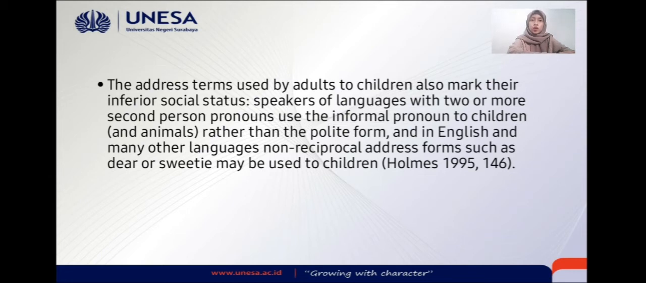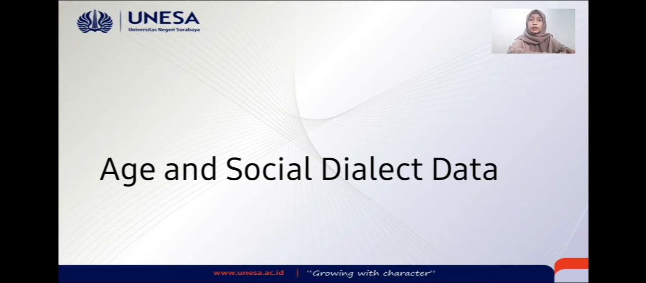Speakers of languages with two or more second-person pronouns use the informal pronouns to children and animals rather than the polite form. And in English and many other languages, non-reciprocal address forms such as dear and sweetie may be used to children. The next one is about age and social dialect data.